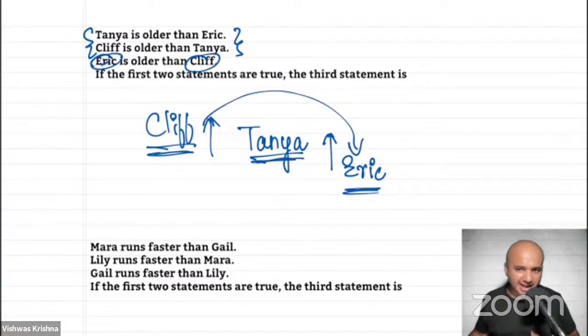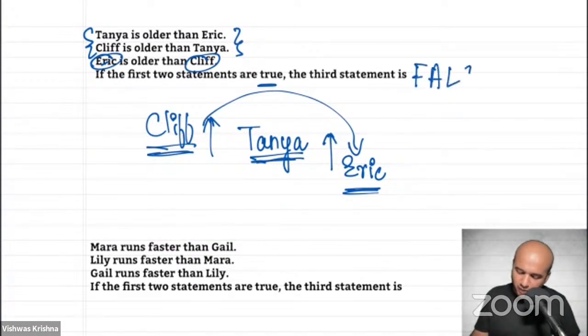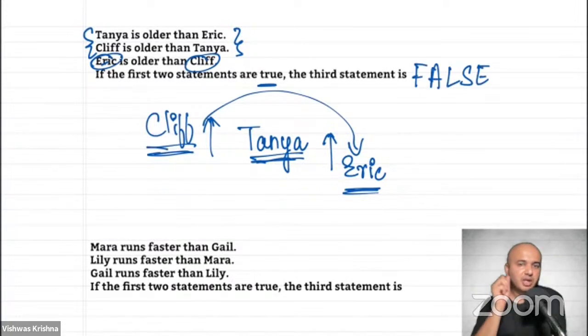So therefore, the answer in this question would be, if the first two statements are true, then the third statement is obviously a false statement. That's it. Based on the premise that the first two statements are true. I hope it is clear. Clear? See, you can expect these types of questions in the exam. This obviously doesn't require much time, nor does it require any kind of calculation.